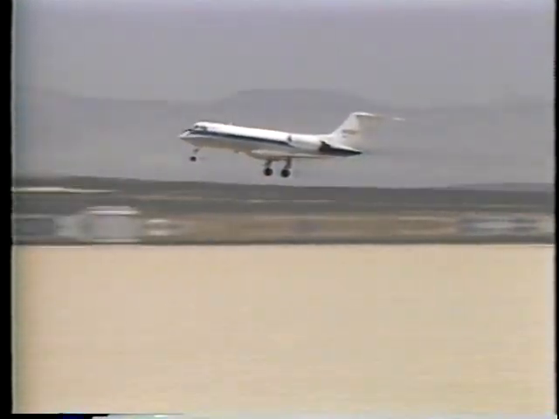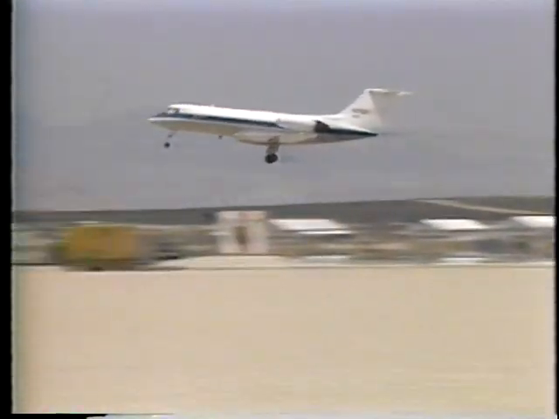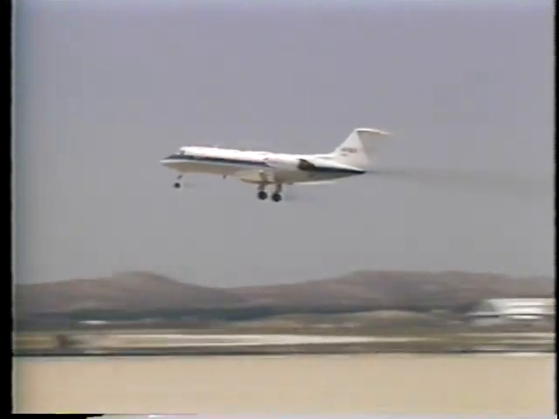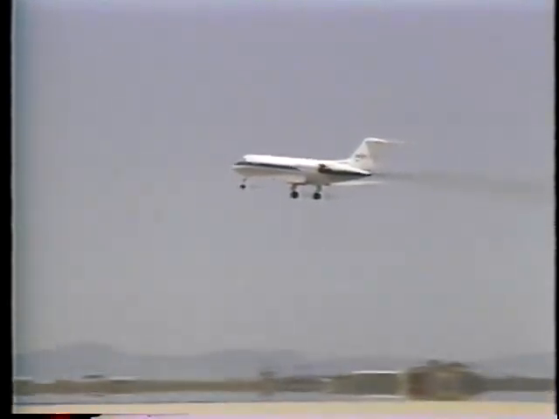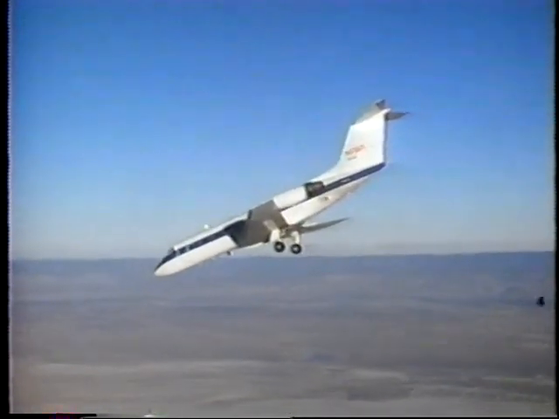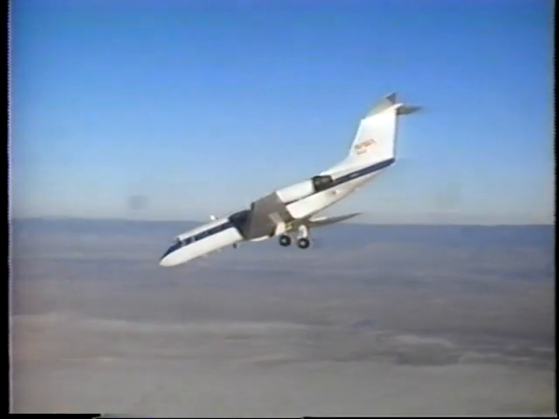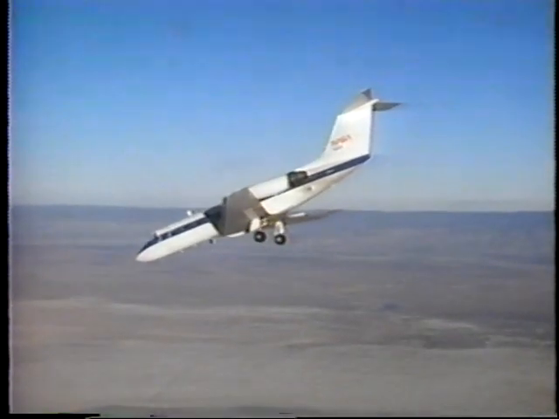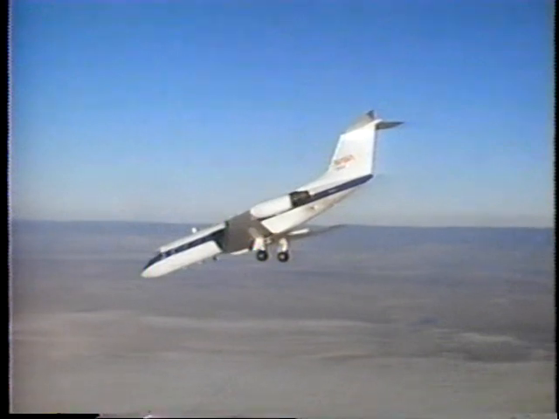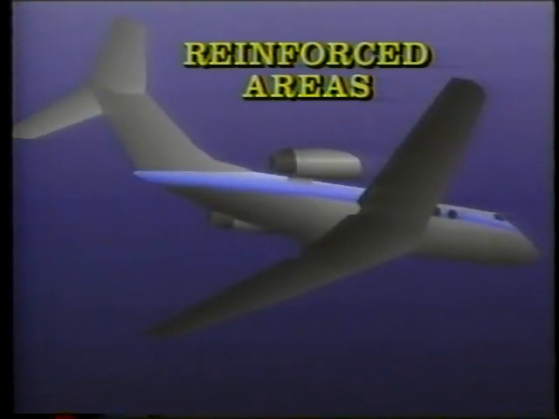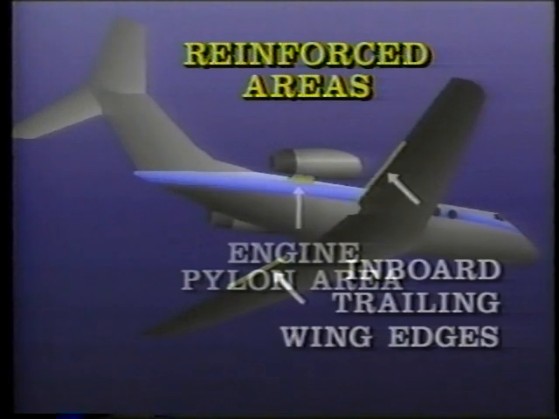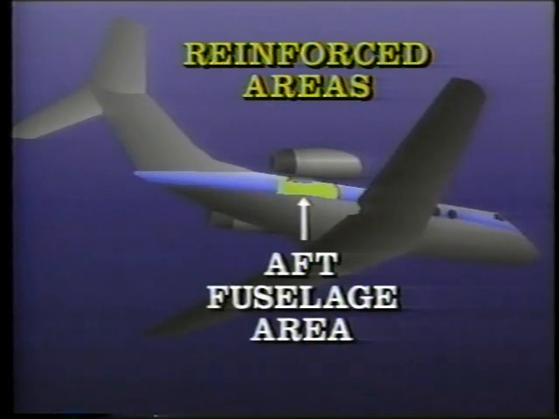A typical STA training flight consists of repeated approaches, go-arounds, and climb-outs at high engine power. The steep descent and the reverse thrust of the engines, plus the repeated cycling of the landing gear, puts the aircraft through a lot of stress. The heavy stress endured by the STA requires the G2's engine pylon area, inboard trailing wing edge, and the aft fuselage area to be structurally reinforced.